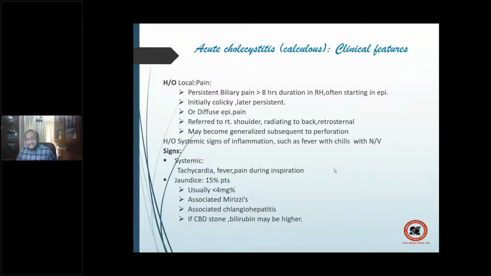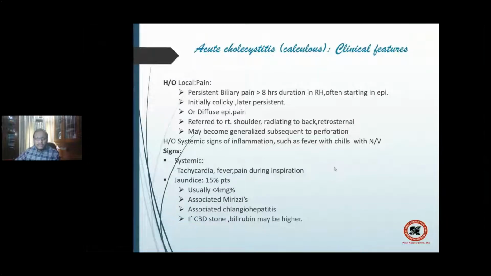Why any pain less than 8 hours duration is usually a pain of biliary colic. If it proceeds more than 8 to 9 hours, then you tend to call it an acute cholecystitis pain, right? So usually the right hypochondrium, often starting in the epigastrium, but as compared to the biliary colic, which we remember last time we said could be found in 6 areas.